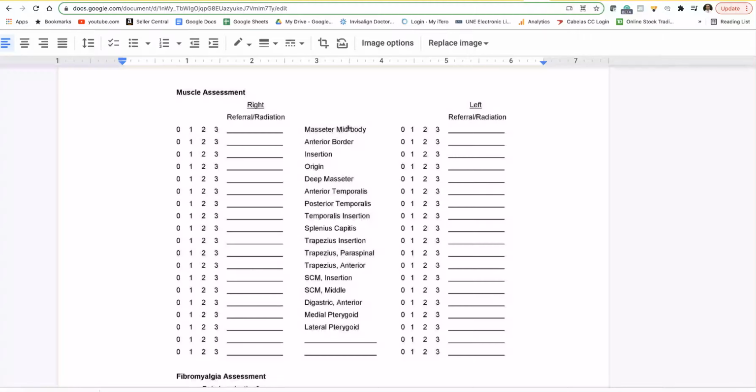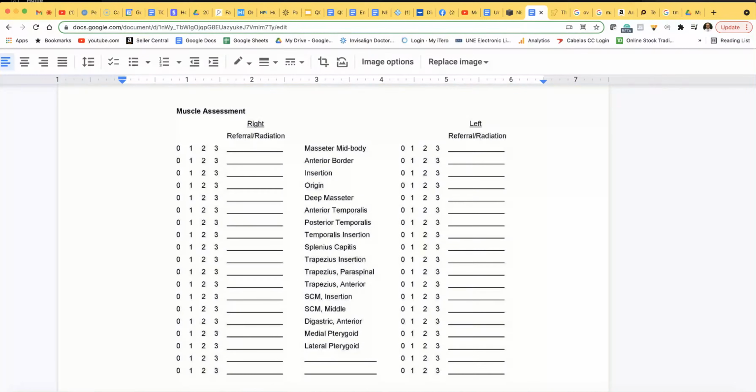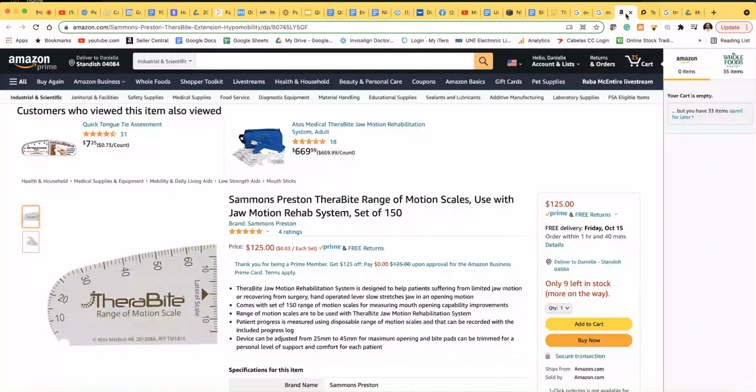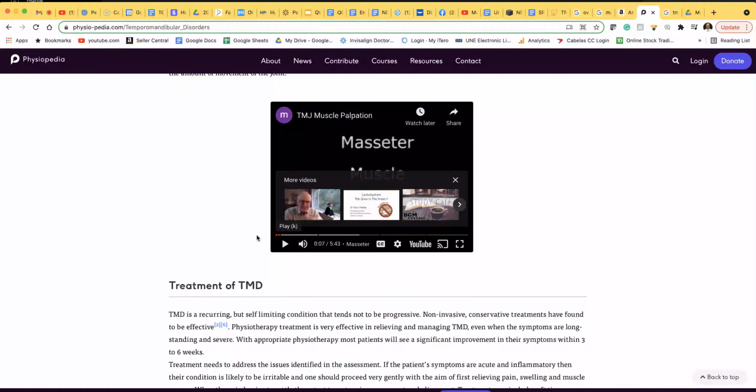The muscle assessment, this will take some time and some training, if anything, but I did have, let's see, a little video here.